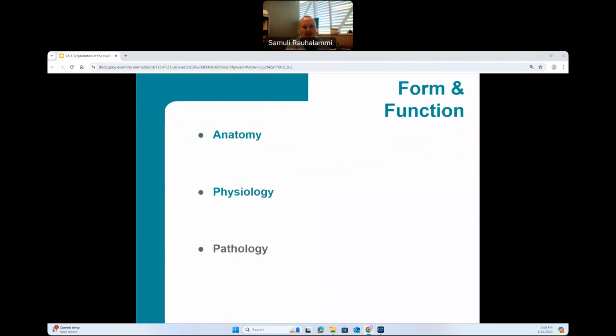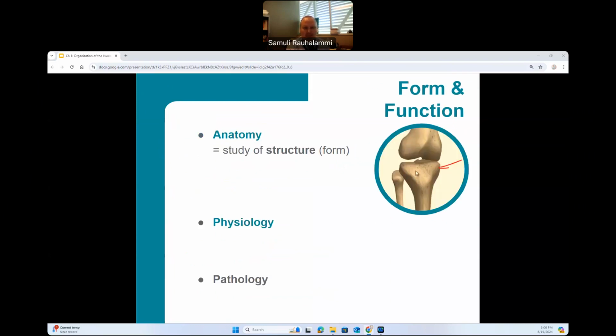So let's start by discussing a little bit about the relationship between anatomy and physiology, and also see how the term pathology relates to that. So anatomy is really all about the study of the structures or form of the body. So we're looking at things like what parts make up a structure, their sizes, and their relationships between each other.